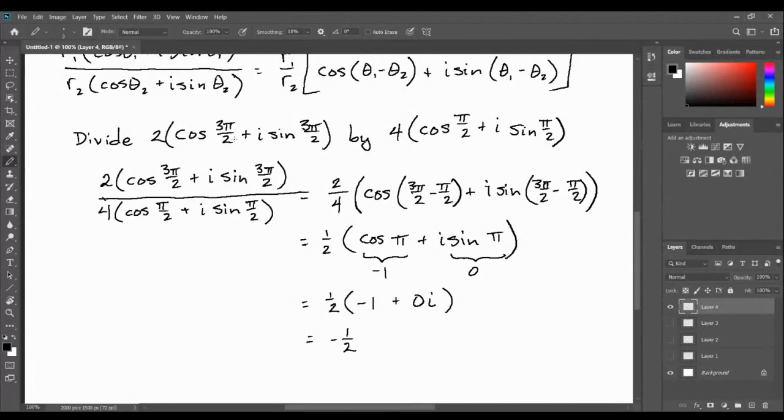Let's see, what would this have been? 3 pi over 2 is basically the negative y-axis. So we would have had 0 minus 2i as our standard form for this first one. Pi over 2 is the positive y-axis. So 0 plus 4i. We would have had -2i divided by 4i. And that would work out pretty well. Any questions on that?